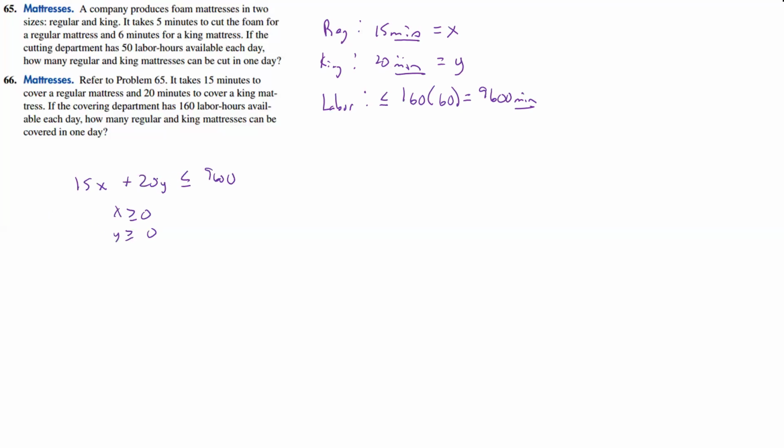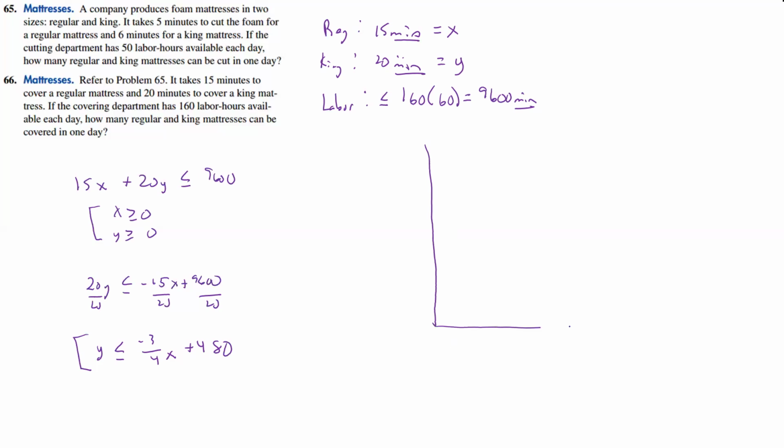Now, if we solve this one for y, that's going to give us 20y is less than or equal to minus 15x plus 9,600, divided by 20. It's a positive, so we don't have to switch anything. So that's going to be less than or equal to minus 3/4 x plus 480. Okay, so that's going to be the equation we draw because that's going to be easier to do. And we also have those constraints here. So really, we're back to it's really only in that top right quadrant.